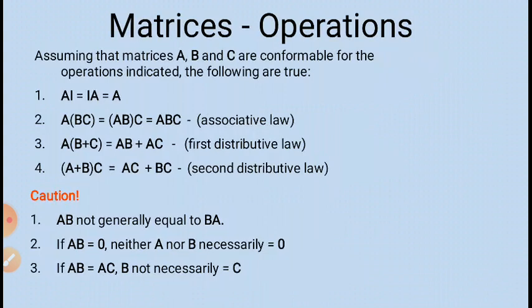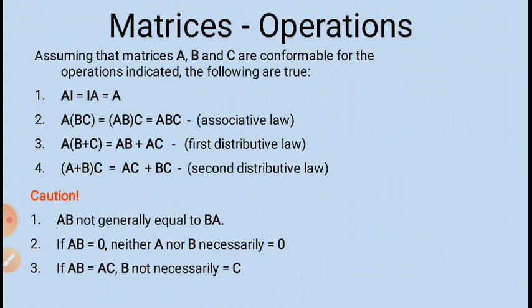So here we have some properties of matrices. Assuming that matrices A, B and C are conformable for the operations indicated, the following are true. When you multiply the matrix A with the identity matrix, or if you multiply the identity matrix with the A matrix, you will get A matrix ultimately.